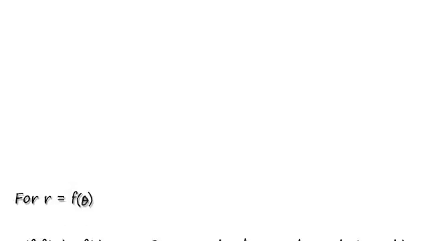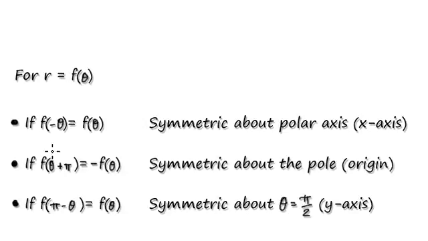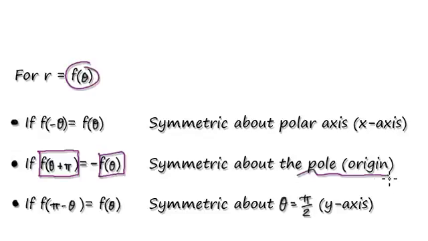So following on from the previous two videos, we are now at this stage where we're trying to understand this. Whenever you apply this transformation and it equals a negative version of the original, then you can say it's symmetric along the origin or along the pole.